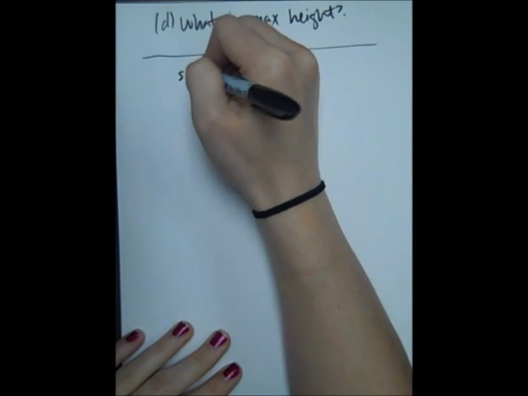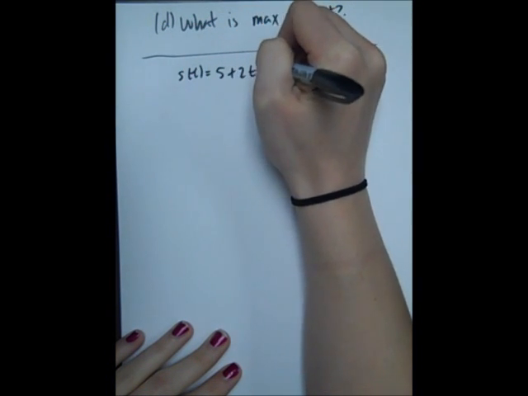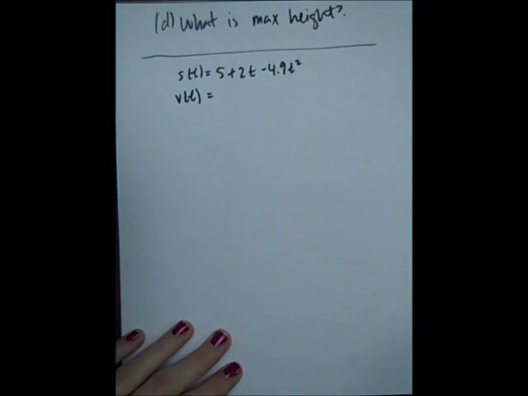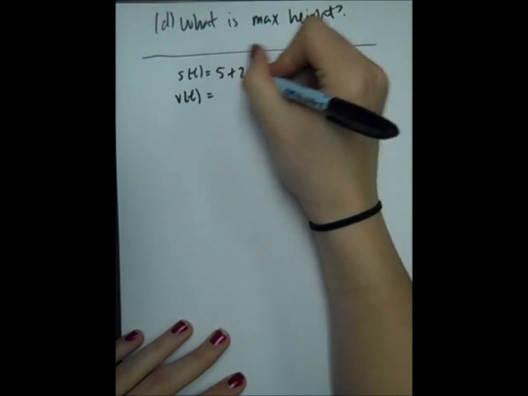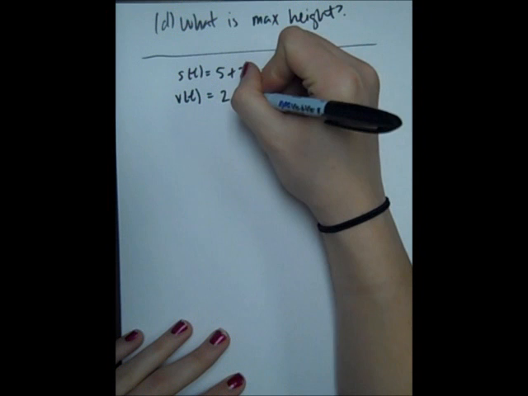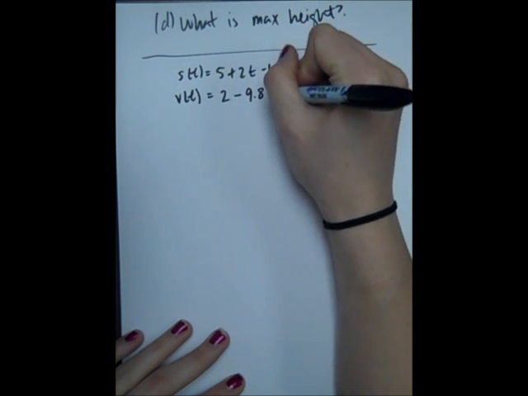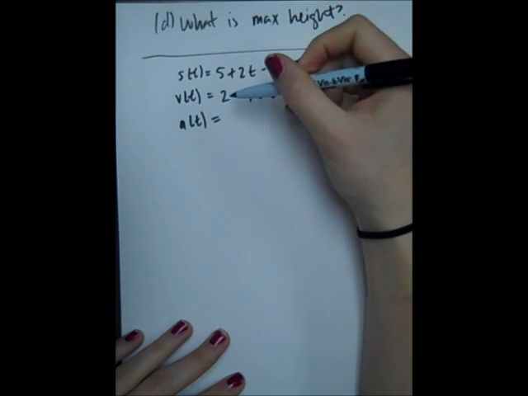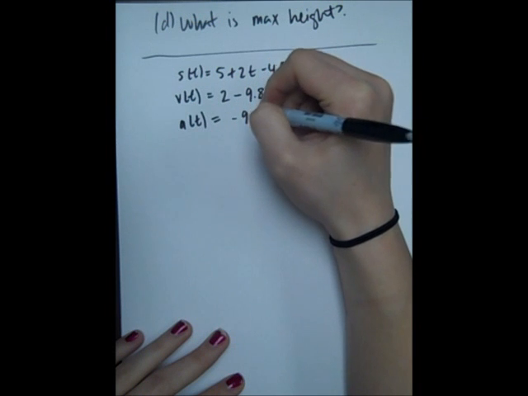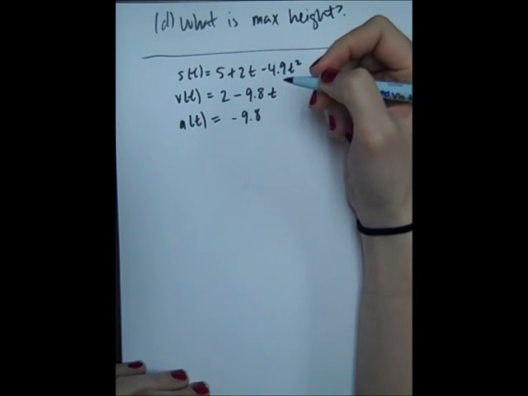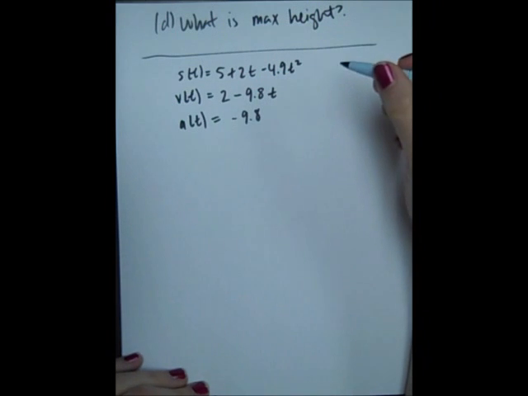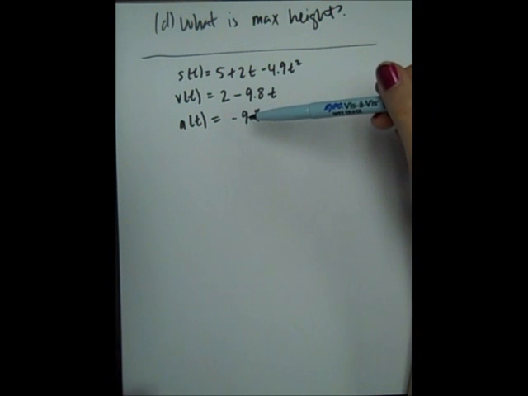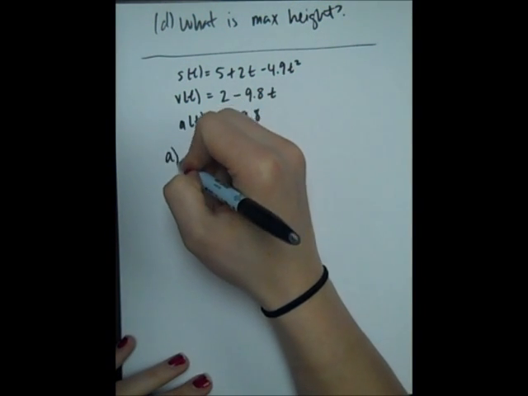So S of t, 5 plus 2t minus 4.9 t squared. V of t is the derivative of S of t. So I just take the derivative of my position and I'll get 2 minus 9.8 t. And then acceleration is the derivative of v of t, so I get negative 9.8. So those are my three equations that I can find just by knowing the equation for position. I can tell you what the equation for velocity and the equation for acceleration are. Now let's go through and answer our questions.